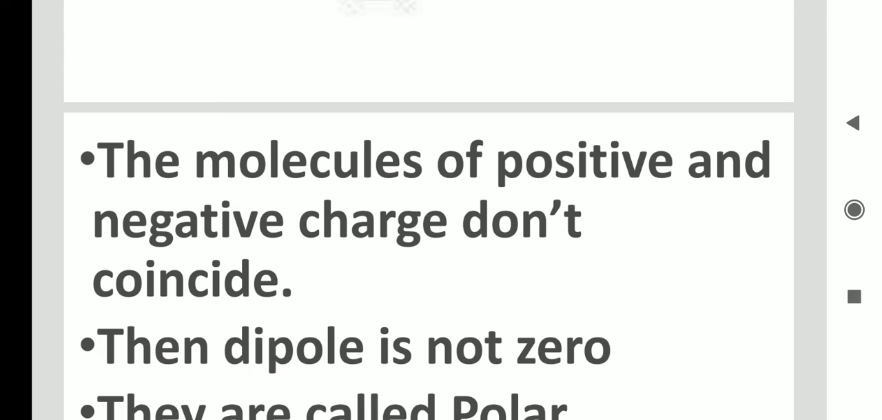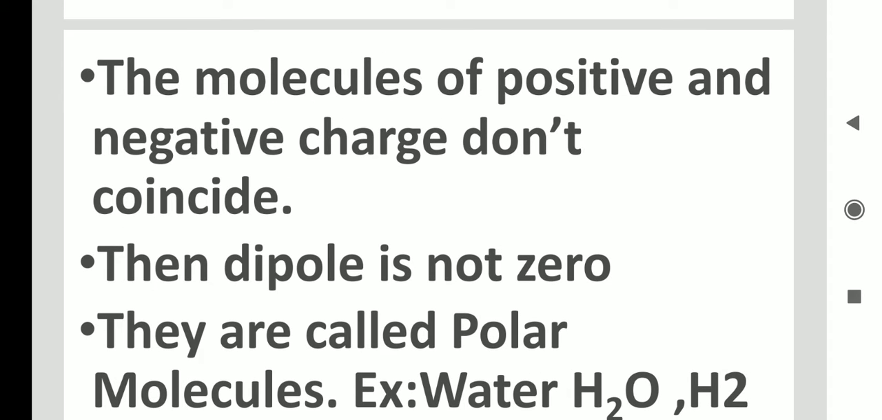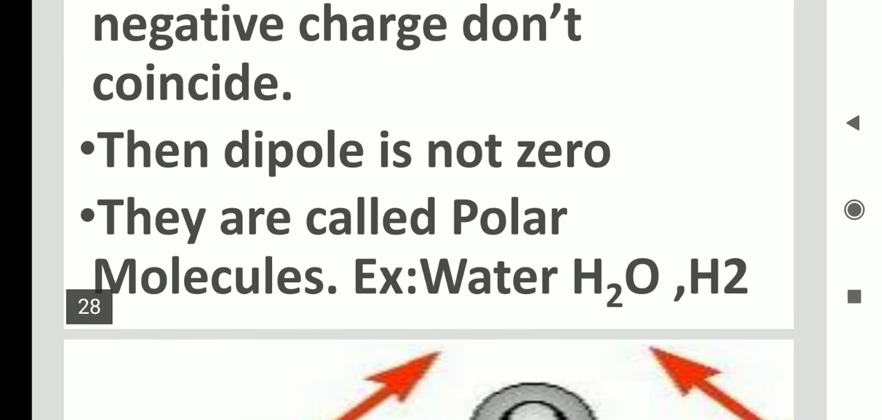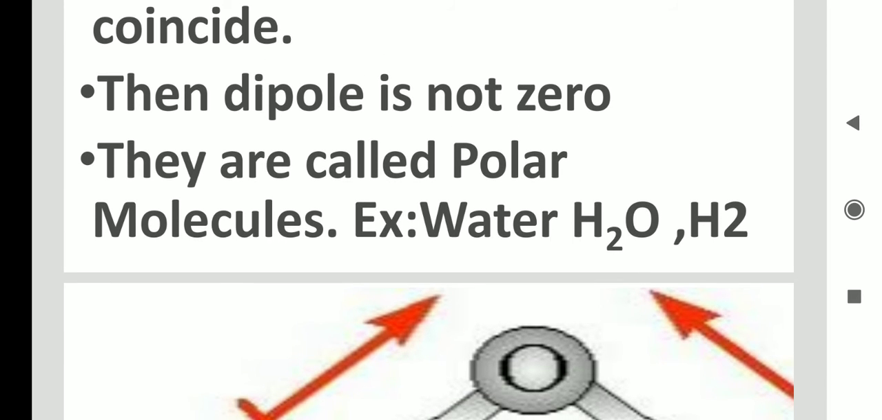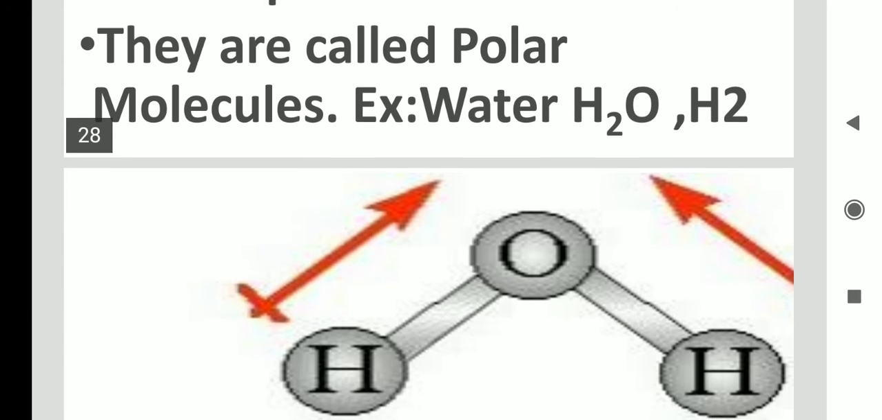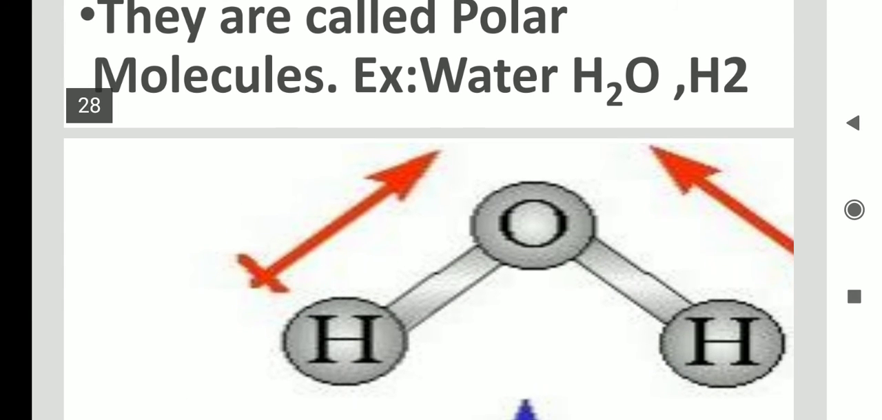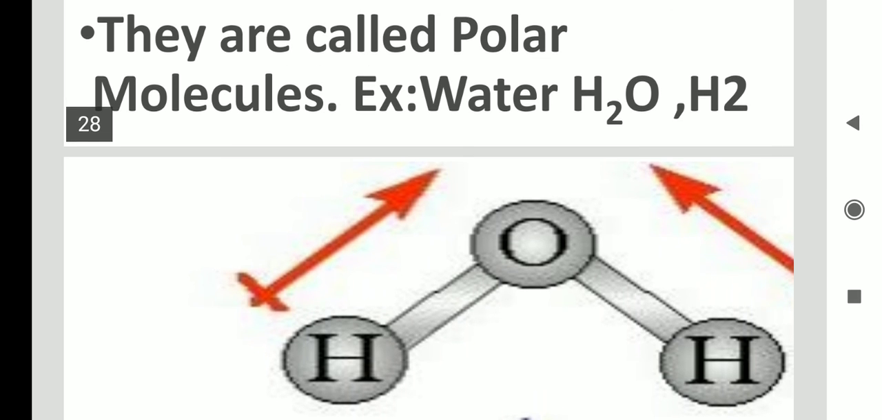And next, in molecules where positive and negative charges don't coincide, the dipole value is not zero. That type of molecule is considered polar, and the previous one is non-polar. What is an example of a polar molecule? Water, hydrogen, and oxygen can be considered polar molecules. Thank you.